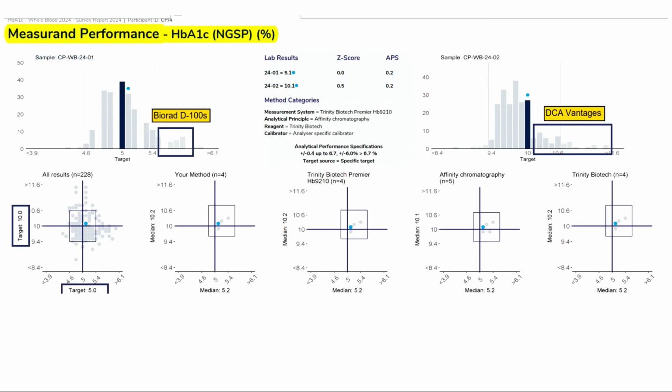This is the same data that Peter showed earlier. This is again for whole blood HbA1c, and you can see that on these two samples, a low sample and a high sample, which have got reference method value assignments, on the low sample the Biorad D100s have got a positive bias, and on the high sample at 10, the ECA values have got a high value. So these are commutable materials, and there are real problems with different methods.